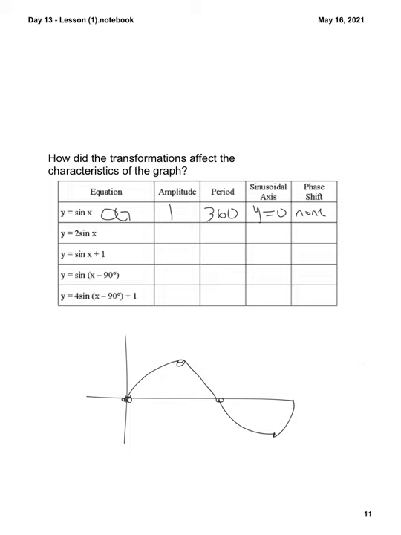If we look at 2 sine x, we graphed this. We know that this 2 is very important. This 2 represents an amplitude of 2. The period is still 360. That's not going to change in this course. It's always going to be 360. There was no shift up or down, so my sinusoidal axis has not changed, and there was no shift left or right. So this is going to be none as well.